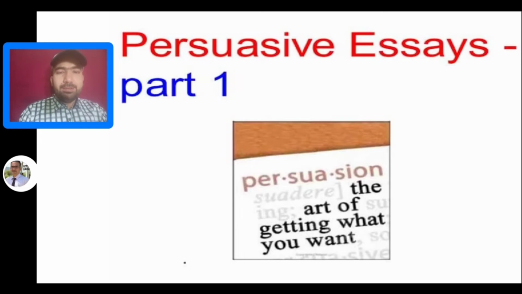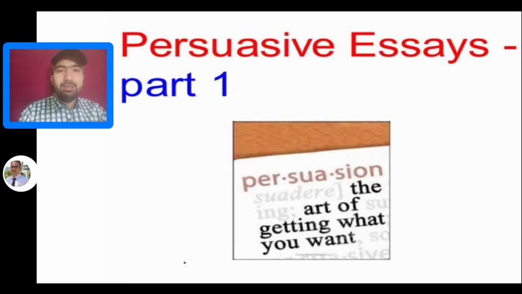Hello everyone, today we are ready with another important topic that is related with persuasion. Yes, persuasive essay. This is a very important form of essay writing that is related with persuasion. It requires lots of logic, it requires a lot of rationalism. So let's start with persuasive writing or persuasive essay.